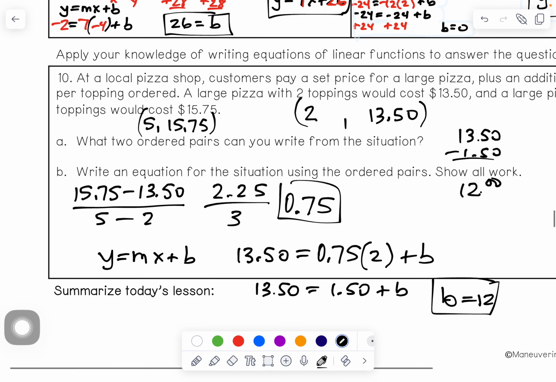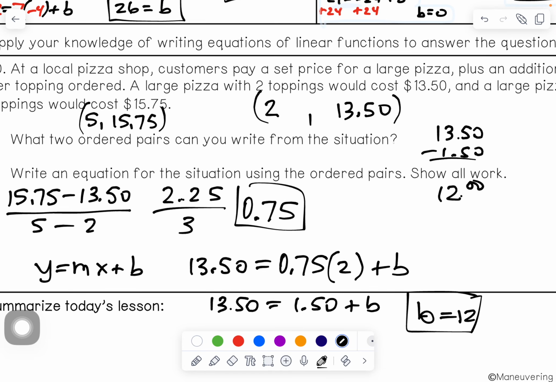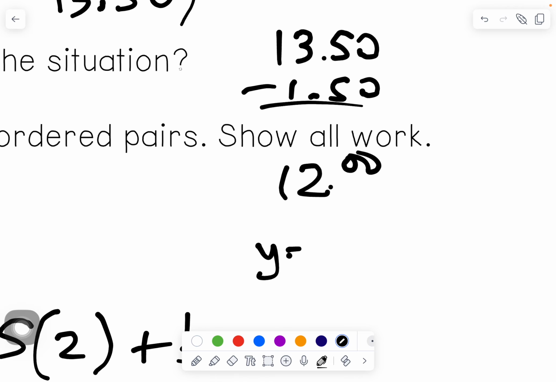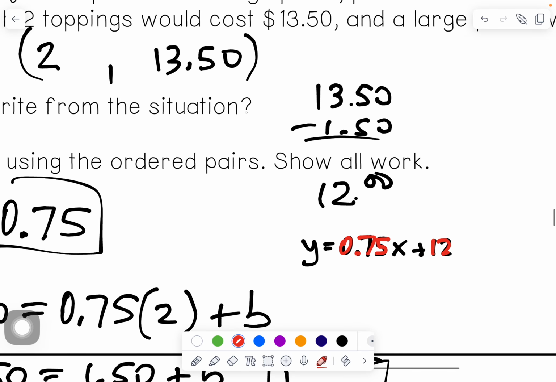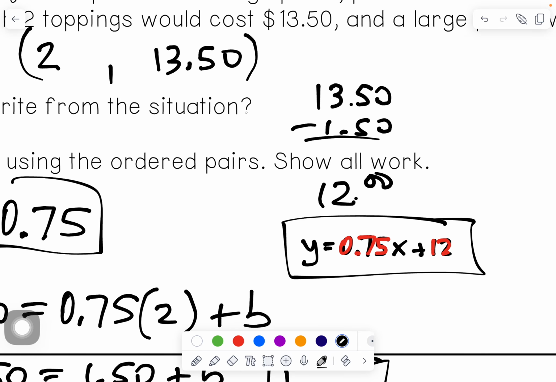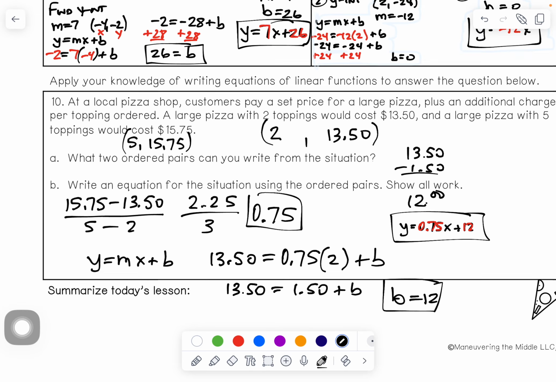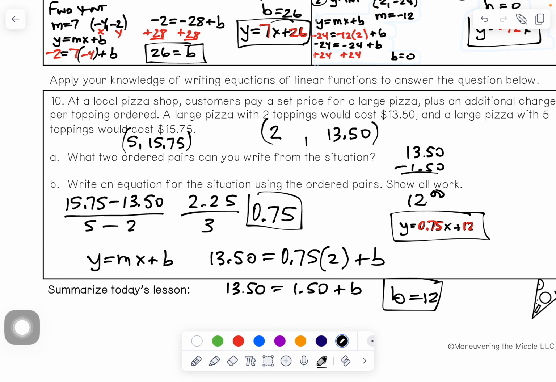So what does the problem ask? Writing the equation. So if we were writing the equation, we would say y equals 0.75x plus 12. And that's how the pizza shop is determining the cost of your pizza. 75 cents for a topping, which can change based on how many toppings you get. And then $12 is what you're starting with.